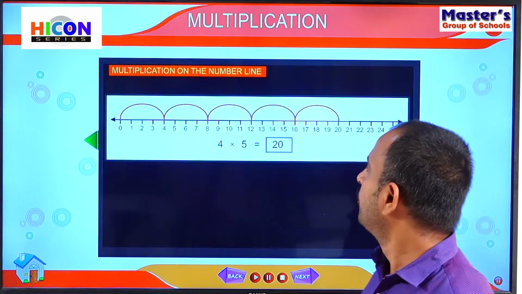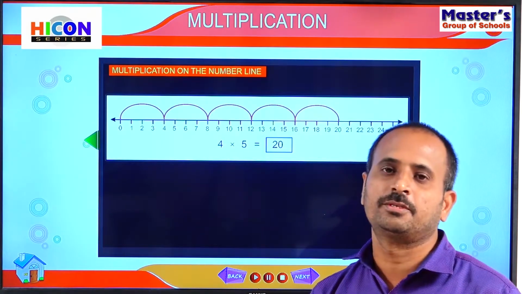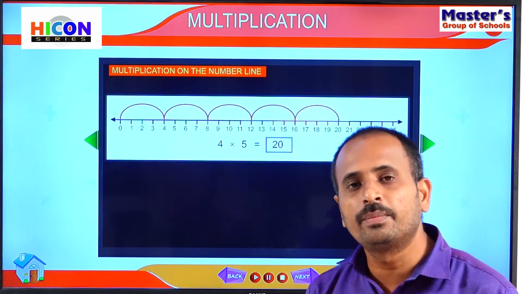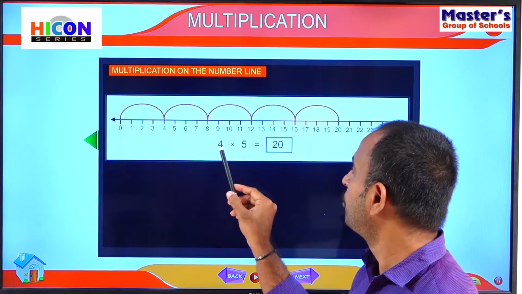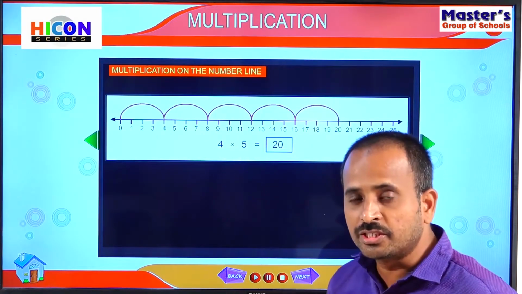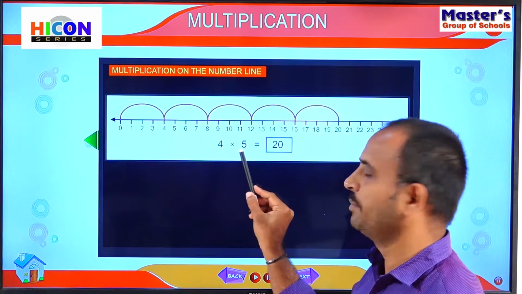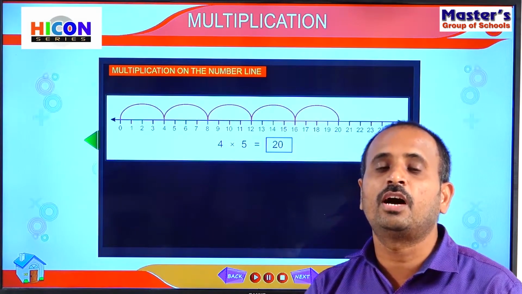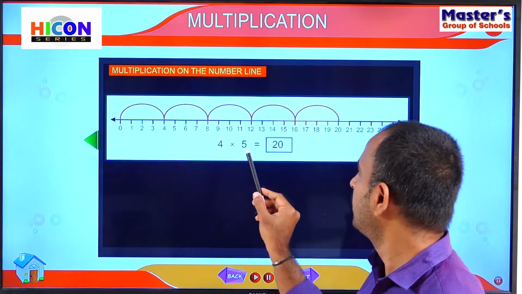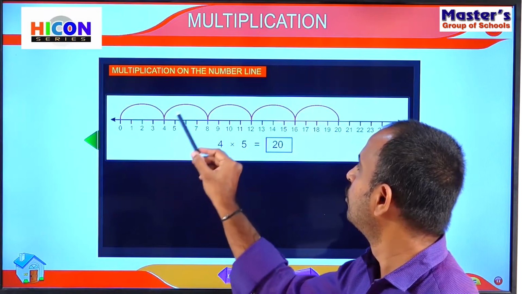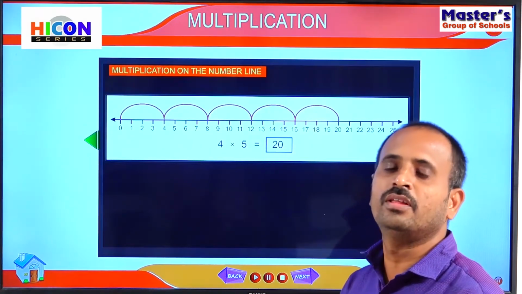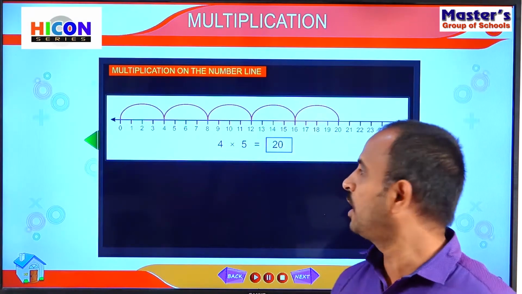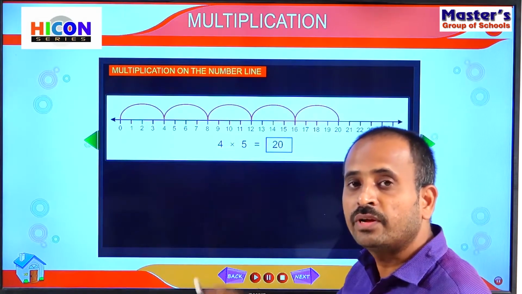That means we have to cross 4 numbers in each step. How many numbers do we have to cross? We have to cross 4 numbers in each step. And how many steps do we have to move? What is the second number here? 5. The second number represents the number of steps we have to move forward. So here the second number is 5, which means we have to move 5 steps forward on the number line. And for each step, how many numbers do we have to cross? We have to cross 4 numbers for each step.